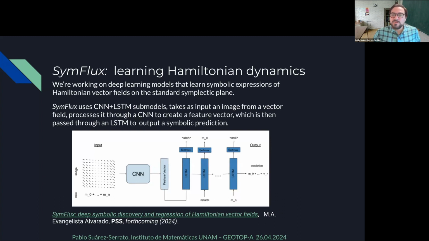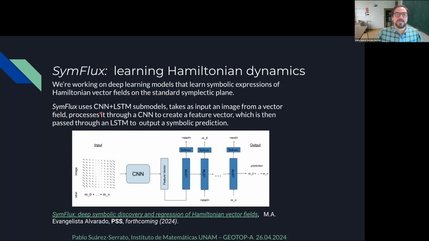As a proposal to approach this sort of problem, we're working on deep learning models that learn symbolic expressions of Hamiltonian vector fields on the standard symplectic plane. This is the first case to consider, but as you can imagine, with our computational toolkits we could work on any Poisson manifold or any symplectic manifold. I think that's what we'll be able to do in the future. But first, as a test case, we want to develop these systems.